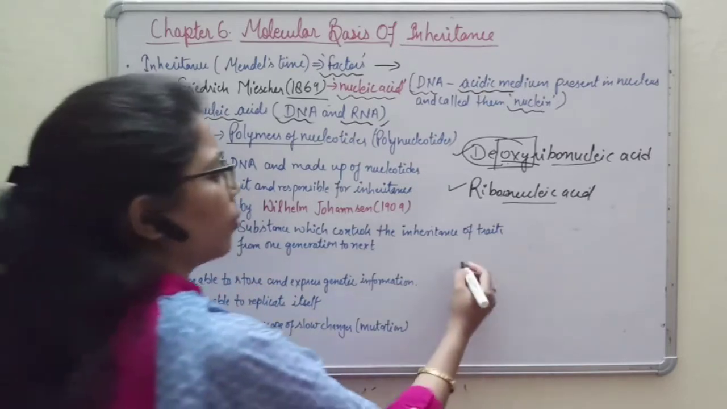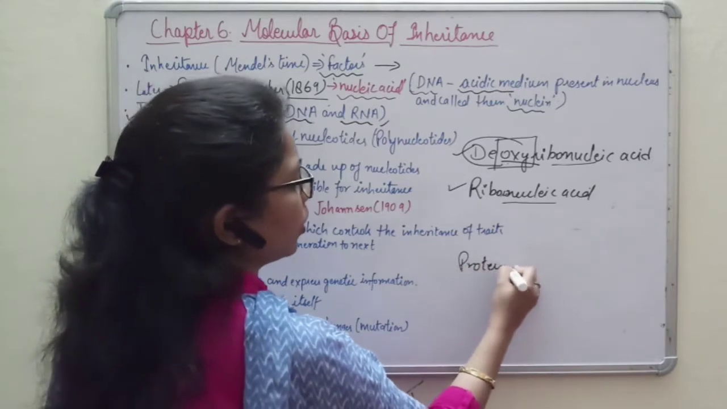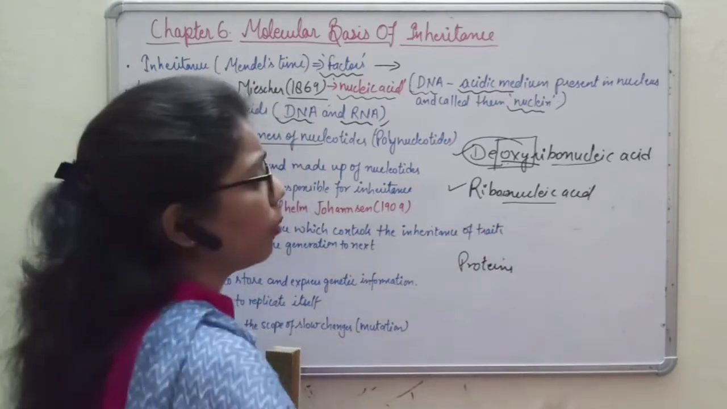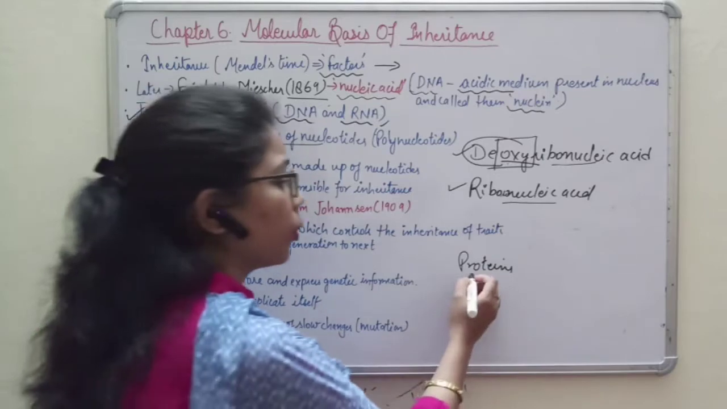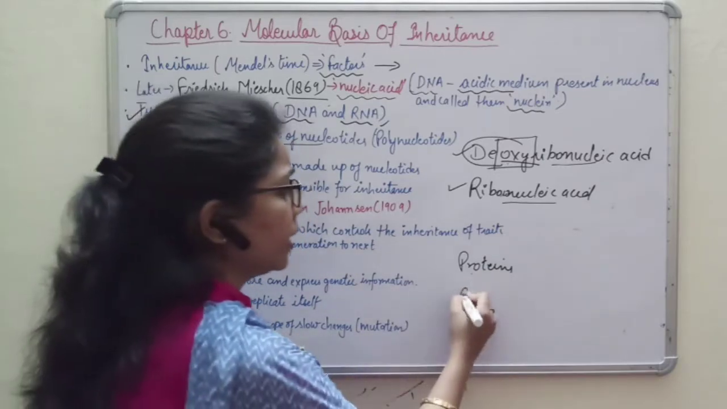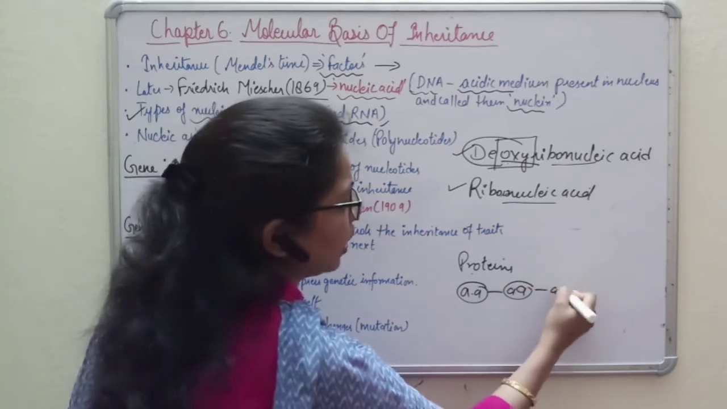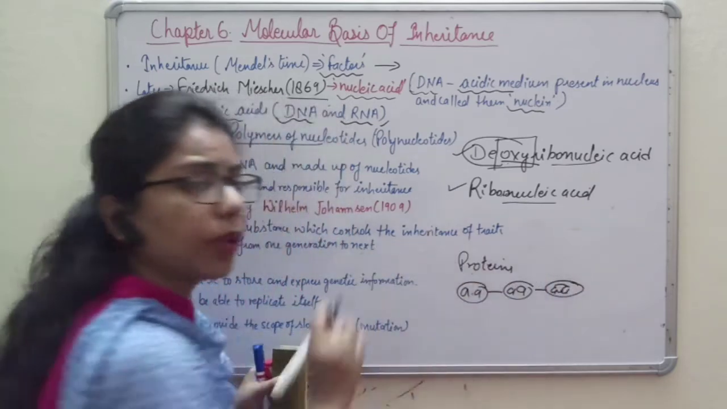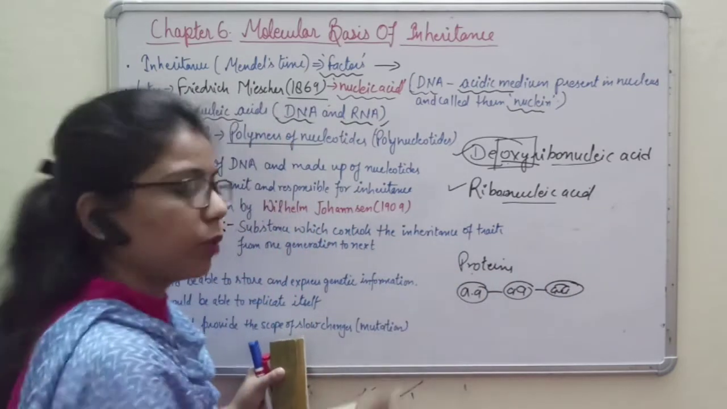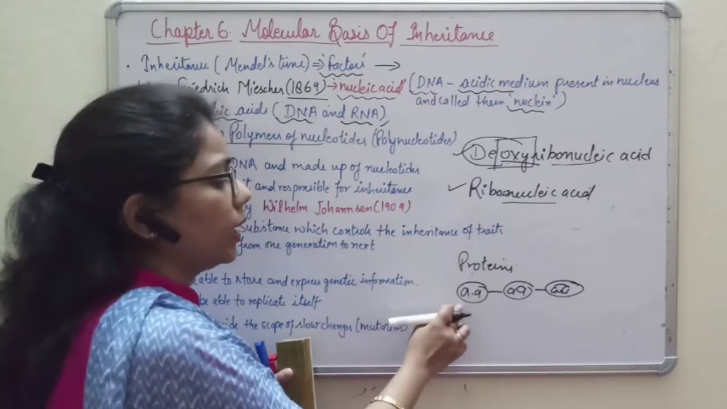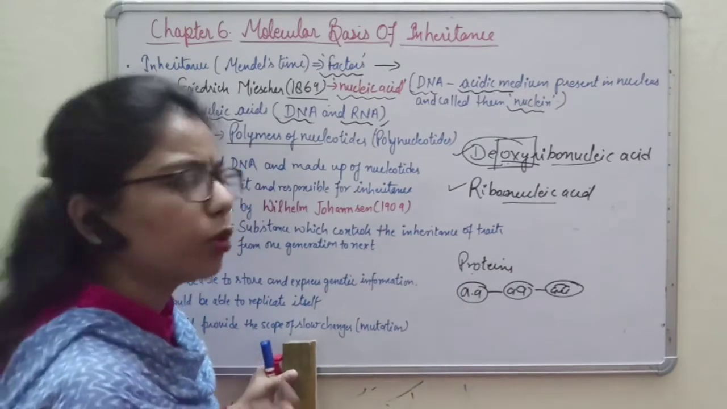Proteins are what? Proteins are the chain of amino acids. Okay? Proteins are a polymer, and these amino acids are the monomers. When the chain of amino acids joins like this, what is it forming? It is forming protein.